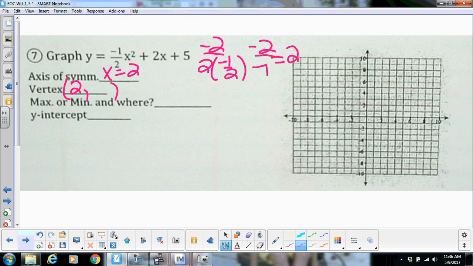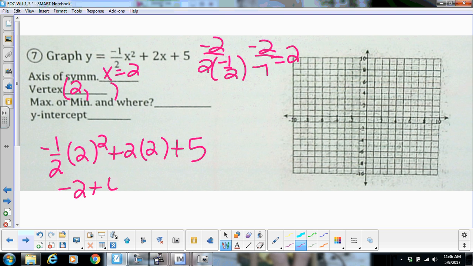So 2 squared is going to be 4. Half of, or -1/2 of 4 is going to be -2. -2 plus 4 is going to give me 2, and 2 plus 5 is going to give me 7. Okay, it's negative here, so that means it's going to open downward, which makes it a max at 7. And then our y-intercept is 5.